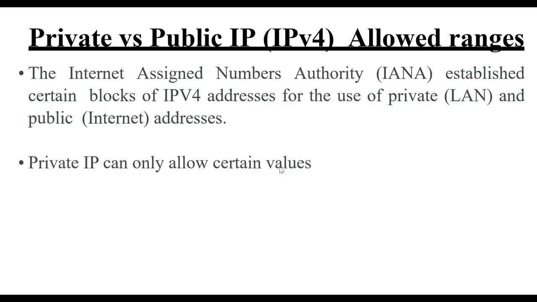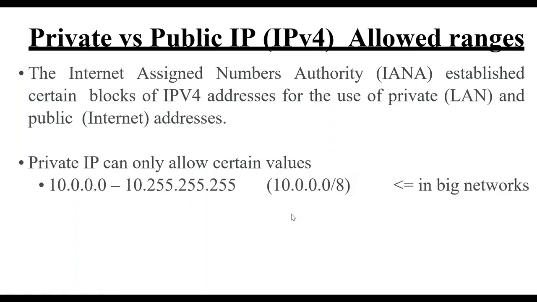Let's conclude from the range of the classes, A class, B class, and C class: which range of IP addresses is used for private IPs? The private IP ranges are some standard IP address ranges. If we see the 10 series, it is 10.0.0.0 to 10.255.255.255, with a notation of /8. You use it when you need to configure a private network with a big networking configuration.